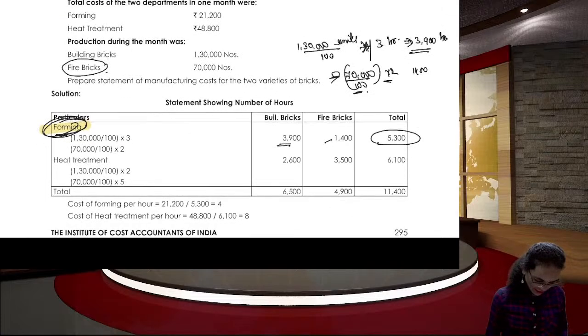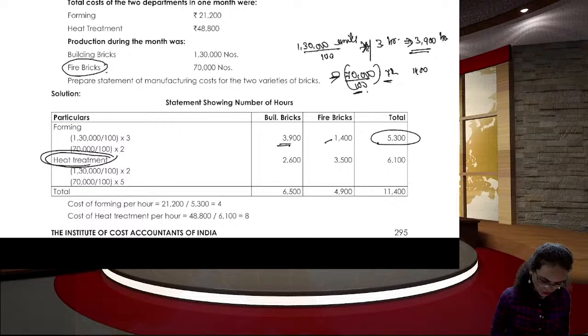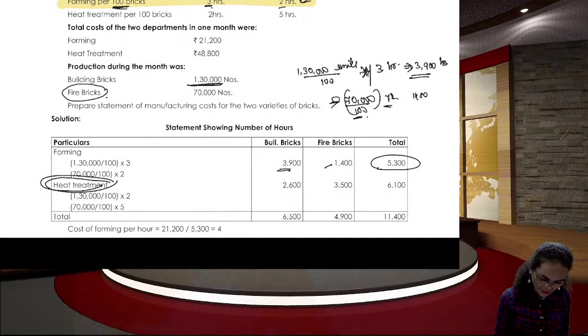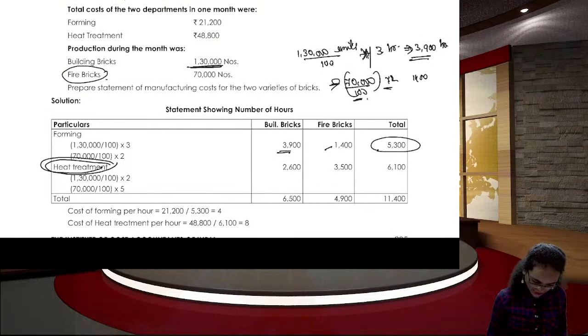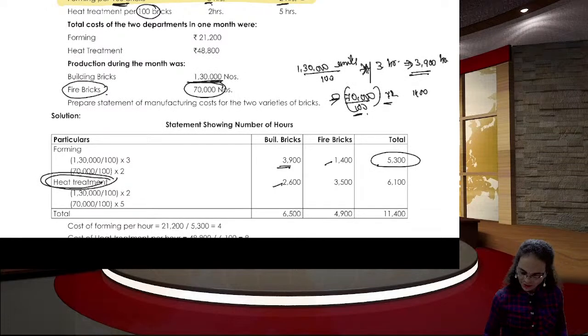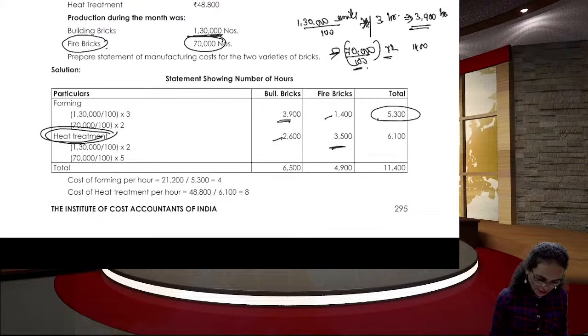See, in the same manner as we calculated for the forming, you calculate for the heating also. How many units? 1,30,000 units we are producing. For 100 units, 2 hours are required for the fire. 1,30,000 divided by 100 into 2, that is 2,600. And for the next one, 70,000 divided by 100 into 5, that is 3,500. So totally we can say for the forming these many hours are utilized, and for the heating these many hours are utilized.